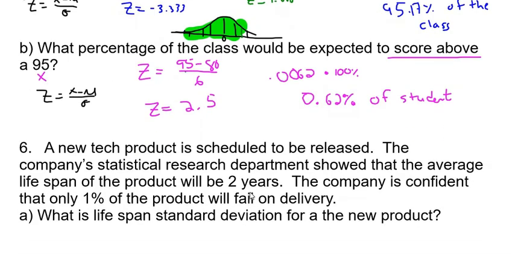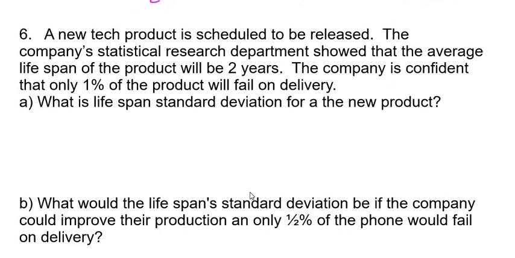All right, in our next problem, we're going to use the same formula, but for a different reason. Let's take a look. A new tech product is being scheduled to be released. The company's statistical research department showed that the average lifespan of this product should be 2 years. The company is confident that only 1% of the product will fail on delivery.